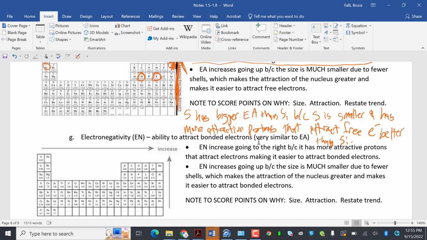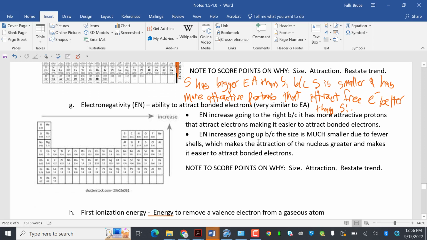But the idea is exactly the same. As you go to the right, electronegativity increases because you have more attractive protons that attract the electrons, making it easier to attract bonded electrons. Electronegativity increases going up because the size is much smaller due to fewer shells, which makes the attraction of the nucleus greater and makes it easier to attract bonded electrons. Note to score points on why, you talk about a little size, you talk about a little attraction, you talk about restating the trend.